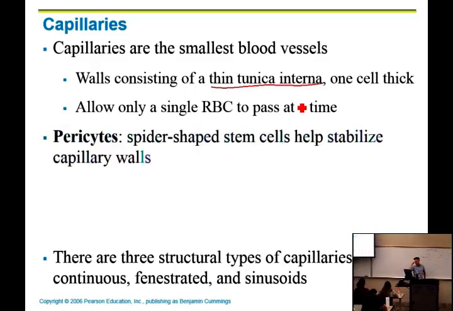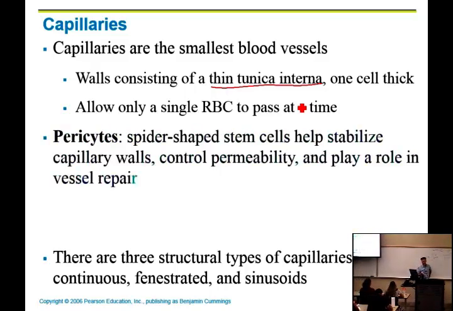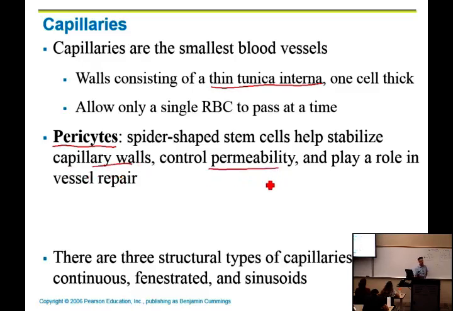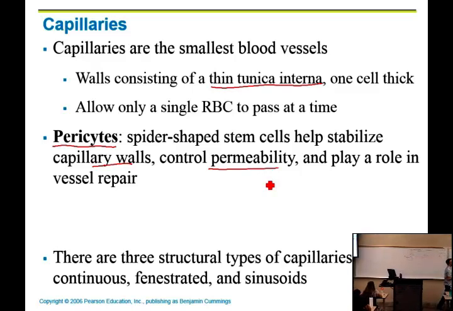One of the other things that's interesting and specific to them is that there are specialized cells called pericytes, and these pericytes help to control how much material is able to get across. They stabilize the capillary walls, they control permeability, and they may also help these capillaries to repair. So there's a couple of interesting things about that.